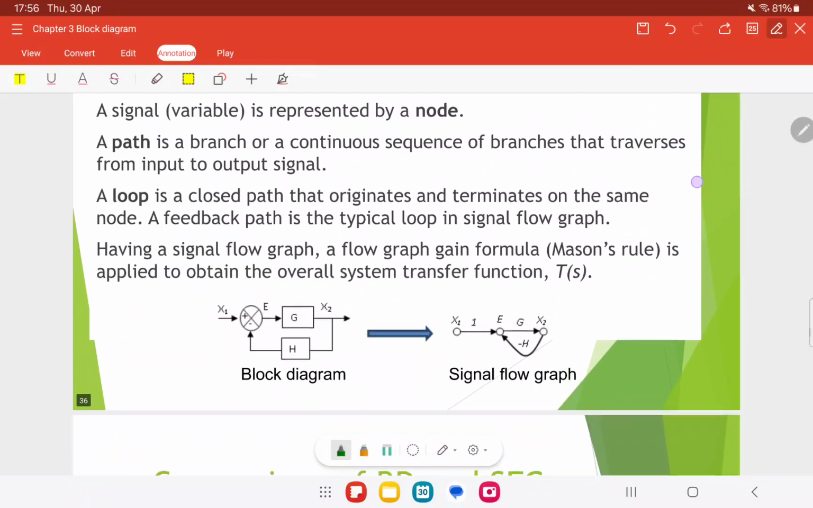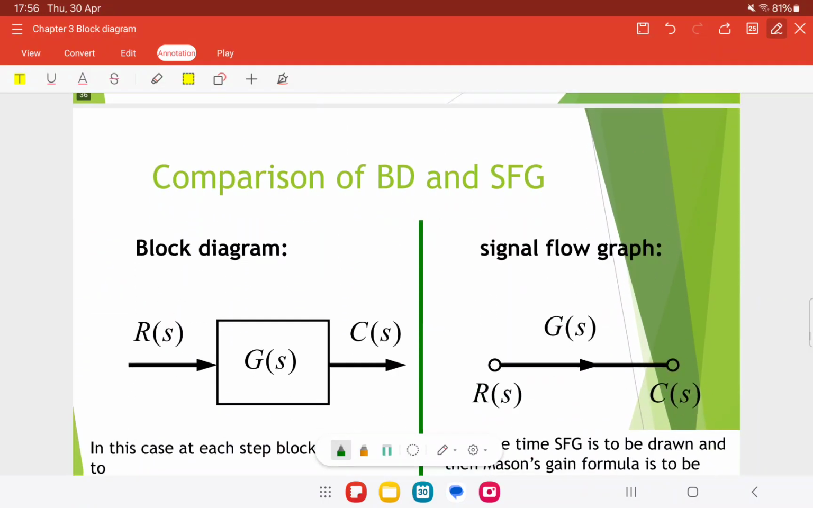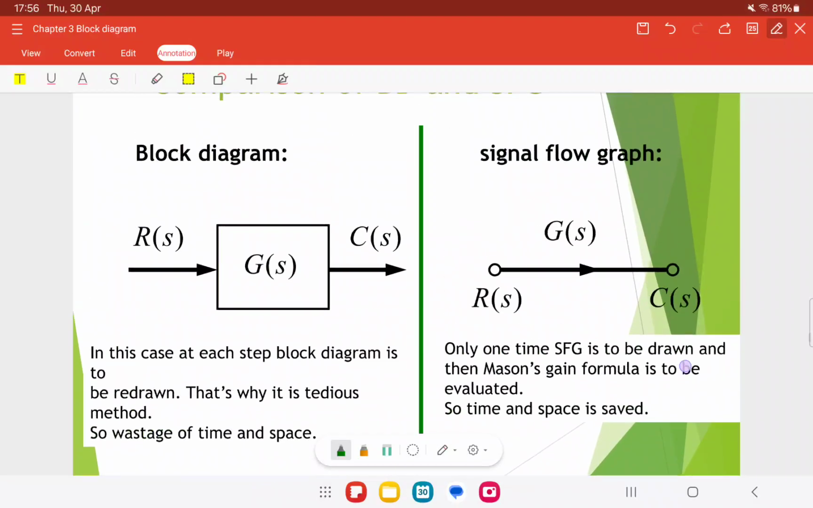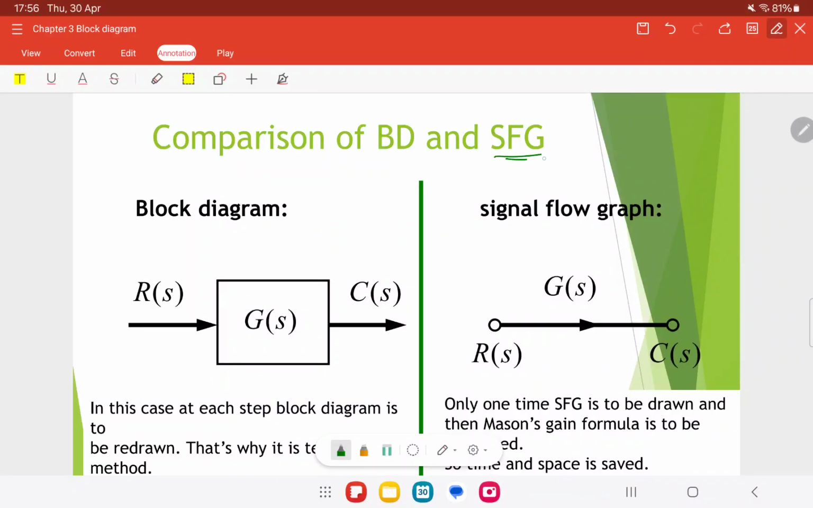So we will cover this in the next class. I will explain further about the block diagram and signal flow graph in our next class. We will also use the signal flow graph to get the mathematical modeling or transfer function. Alright, so that's all for this class.